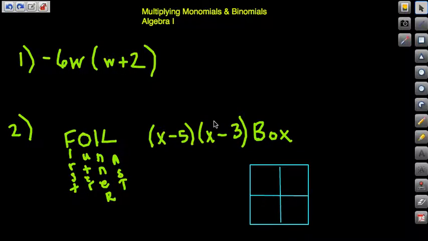We're going to look at a few example problems to introduce multiplying monomials and binomials. The first problem, we have a monomial times a binomial. So in this case, we use the distributive property to multiply these two items together.